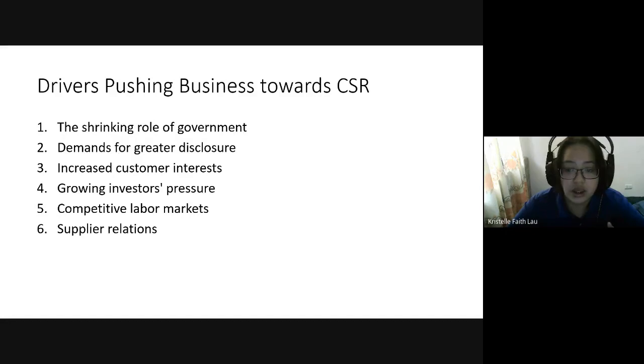for stakeholders including their customers, their suppliers, investors, and even activist organizations. Then third, increased customer interest. There is clear evidence that the ethical conduct of corporations exerts a growing influence on the purchasing decisions of customers.